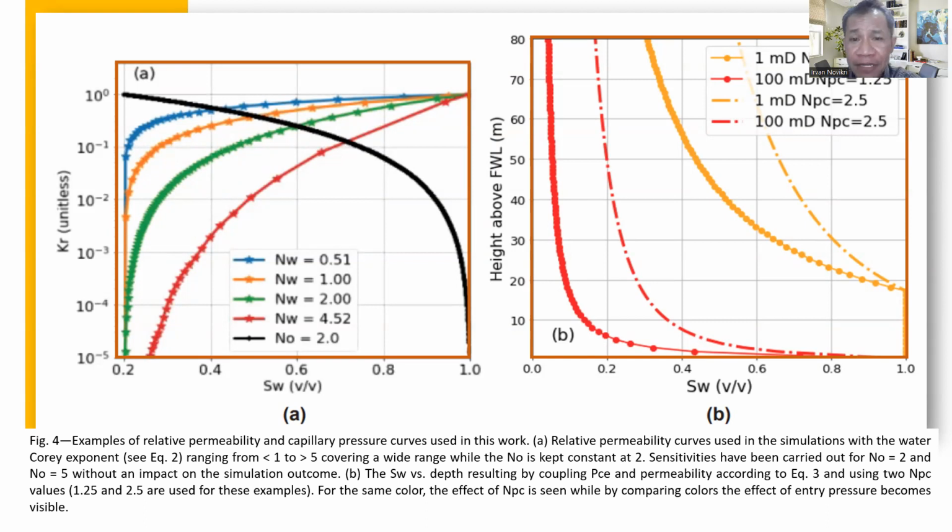While figure B describes the relationship between water saturation and depth, it is shown by coupling the entry pressure and permeability using two different capillary pressure shape factor values. The effect of NPC can be observed within the same colors, while comparison of colors reveals the impact of entry pressure. This kind of information helps in understanding how different factors influence the water saturation difference in relation to the depth.